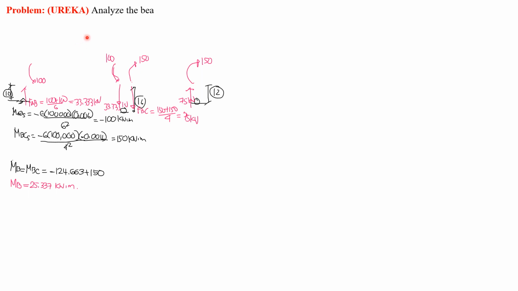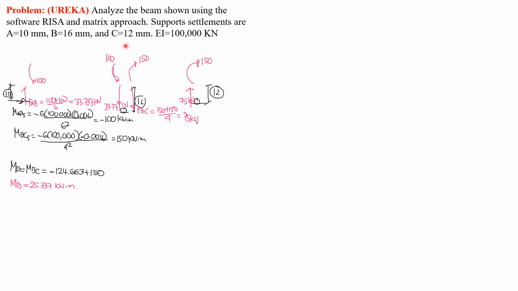So here is the first example. Analyze the beam shown using the software RISA and matrix approach. Support settlements are A 10 mm, B 16 mm, C 12 mm, and EI is 100,000 kilonewton meter square.